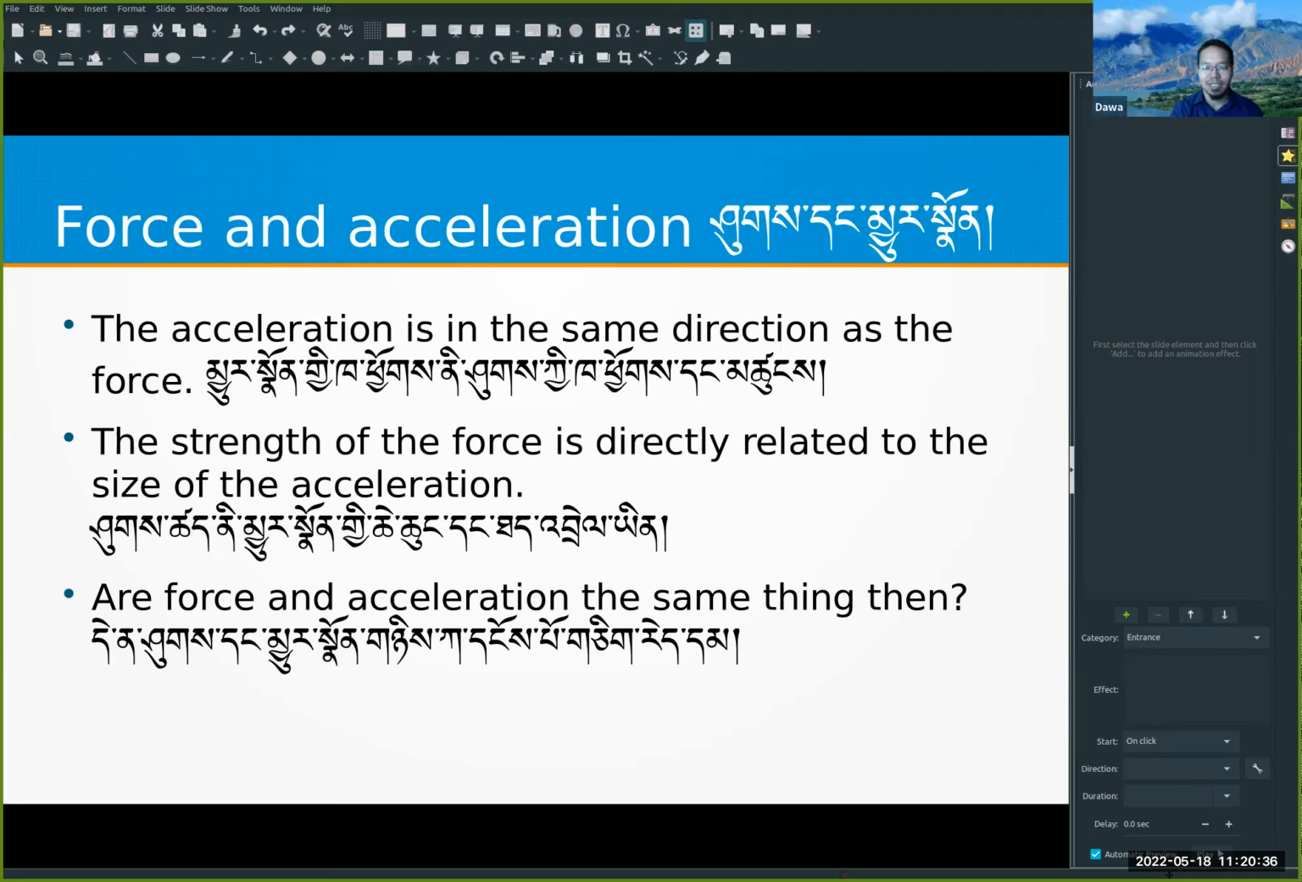He's asking about the context, because when you say the acceleration is in the same direction as the force, for example, if you throw a ball in the air, the force that you use to throw the ball is up. The direction is up, but the acceleration is always down. So in that case, it's opposite. Yeah, that's a very good question.